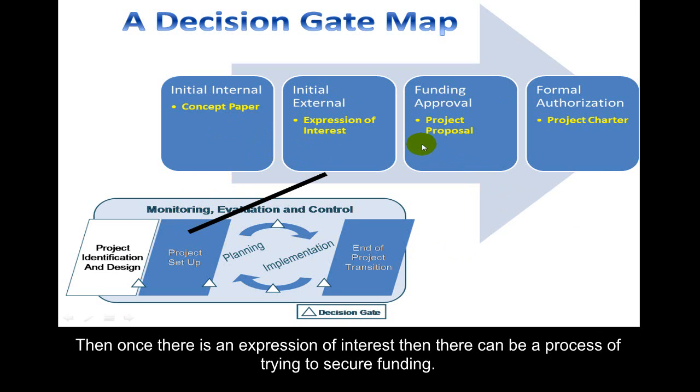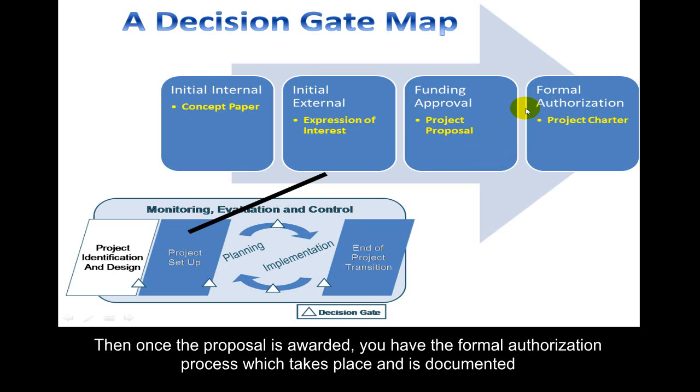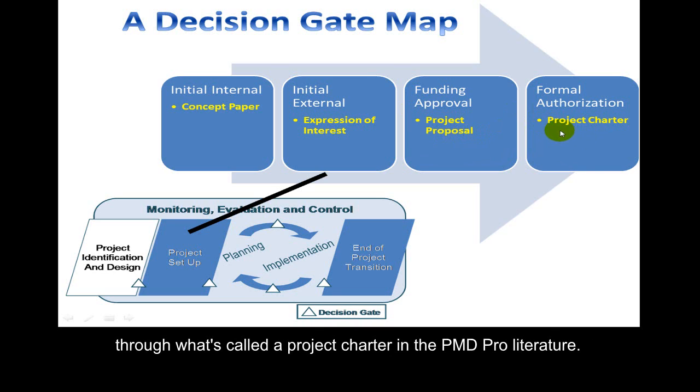And then once there's an expression of interest, then there can be a process of trying to secure the funding, and that's done through a project proposal. And then once the proposal is awarded, you have the formal authorization process, which takes place and is documented through what's called a project charter in the PMD Pro literature.